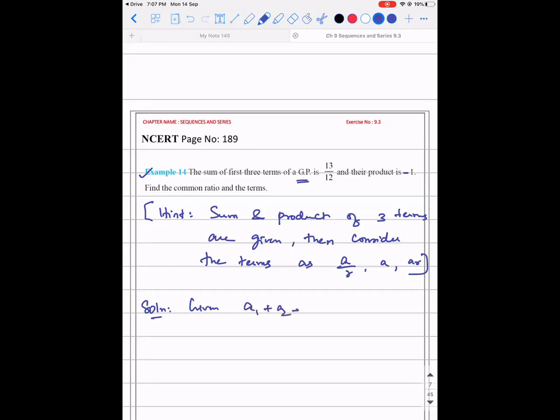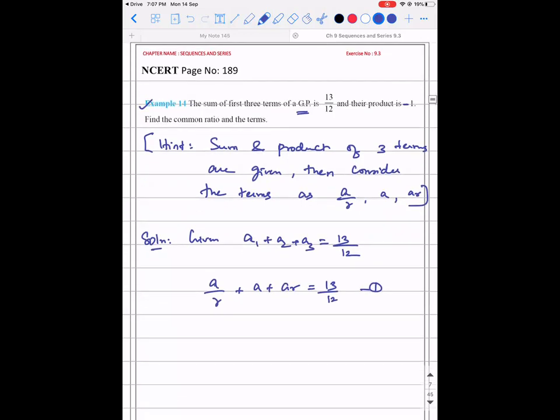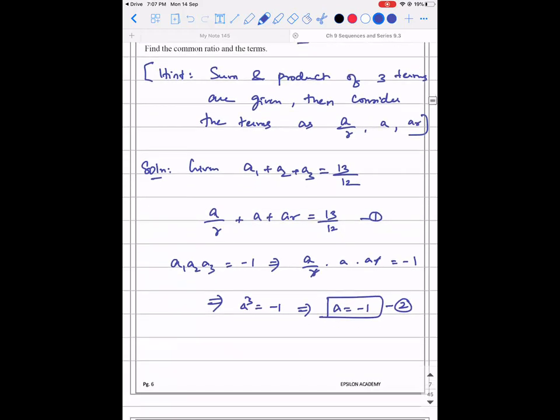A1 plus A2 plus A3 is 13 by 12. So A by R plus A plus AR is 13 by 12. Let this be equation number 1. Similarly, A1, A2, A3 is given as minus 1, which implies A by R into A into AR is minus 1. R and R will get cancelled. A cube will be minus 1. A will be minus 1. Let this be equation number 2. So using 2 in 1, what do you get? Minus 1 by R minus 1 minus R is equal to 13 by 12.